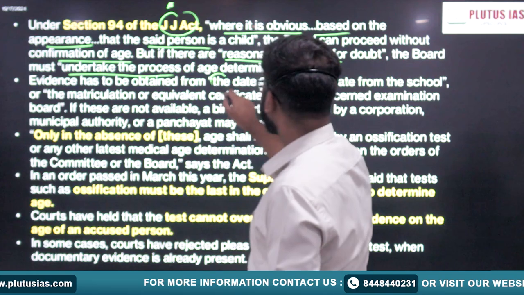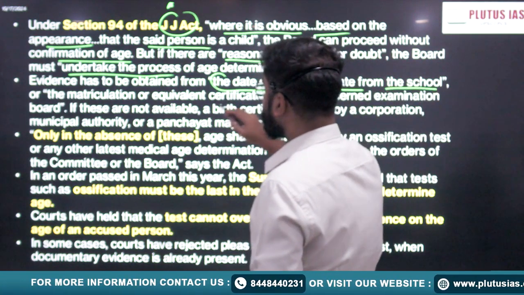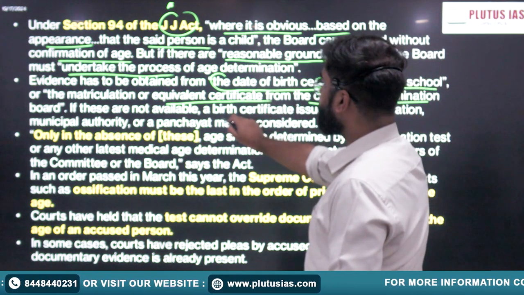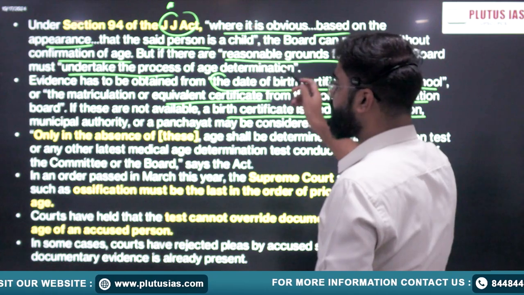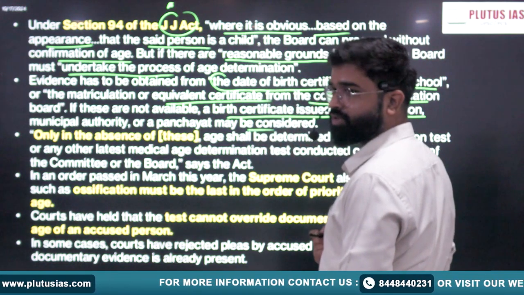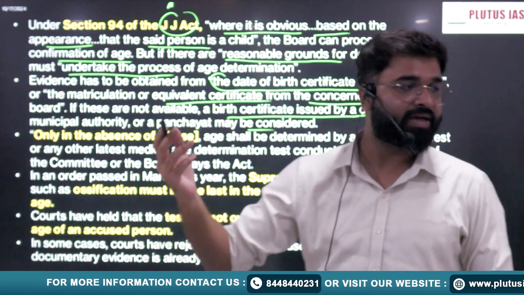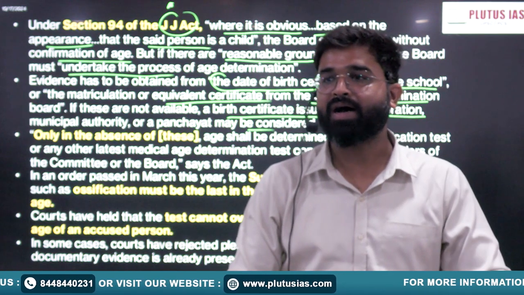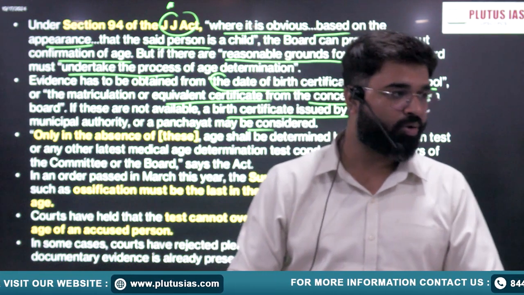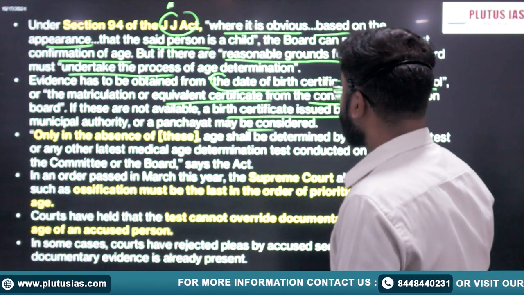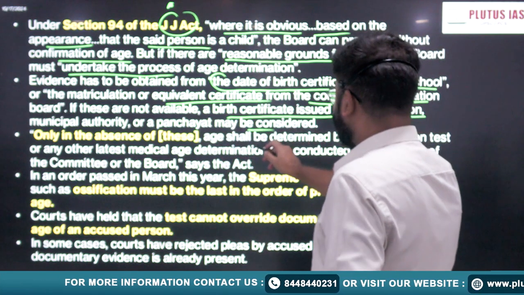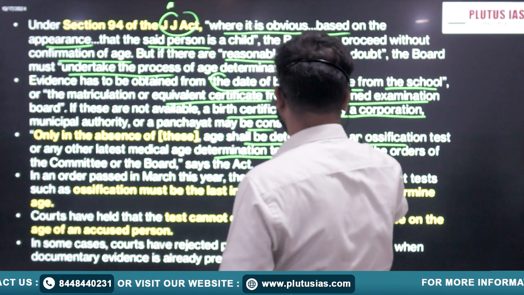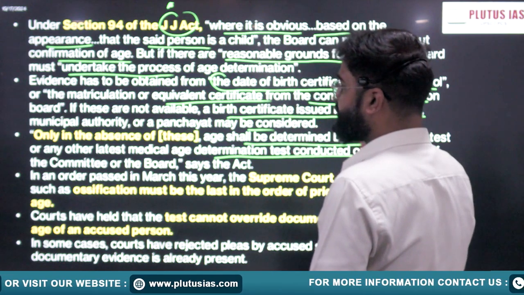Evidence has to be obtained from the date of birth certificate from the school, or the matriculation or equivalent certificate from the concerned examination board. If these are not available, a birth certificate issued by a municipal corporation or authority or panchayat may be considered. If it is not available here either, then something will have to be done. Now, this person is claiming that he is 17 years old, the Aadhaar card is saying 19 years old. There is a doubt, and that can be ordered. Only in the absence of these, age shall be determined by the ossification test or any other latest medical age determination test conducted on the orders of the committee or the board.